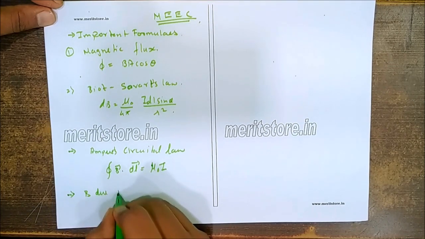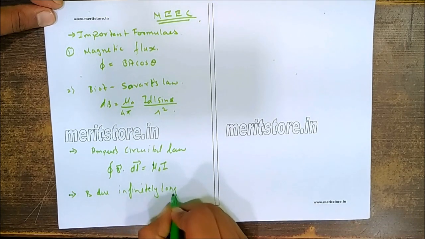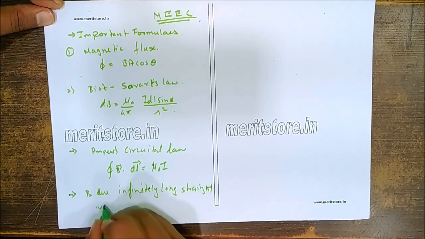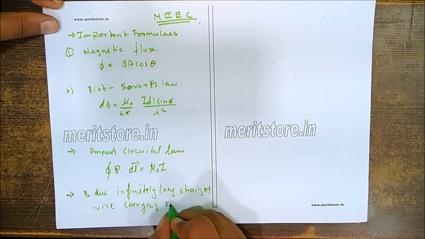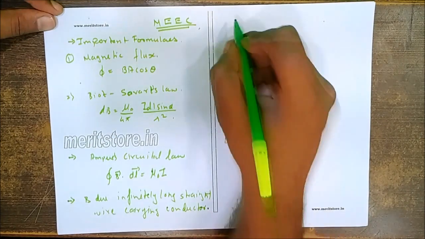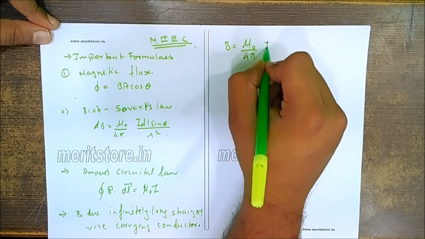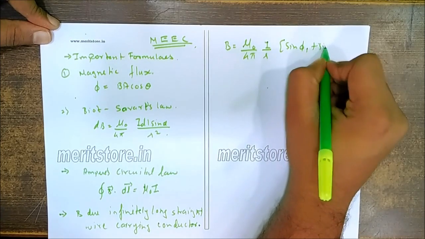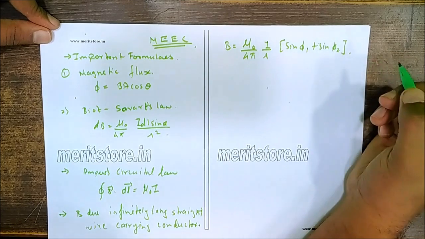B due to infinitely long straight wire carrying conductor. It is given as B is equals to mu naught upon 4 pi I upon R into sine phi 1 plus sine phi 2. Infinitely long straight conductor.